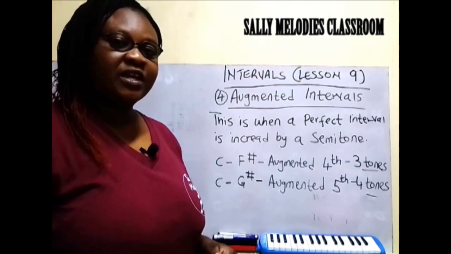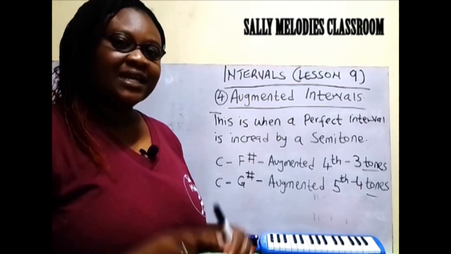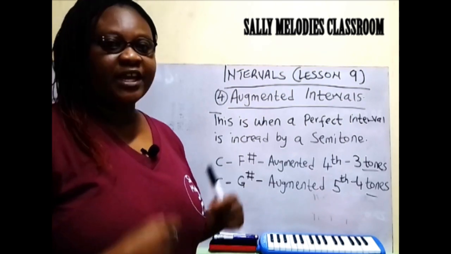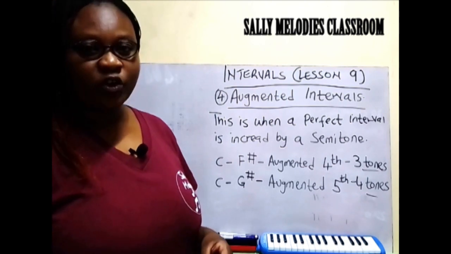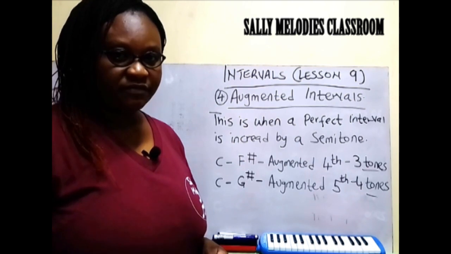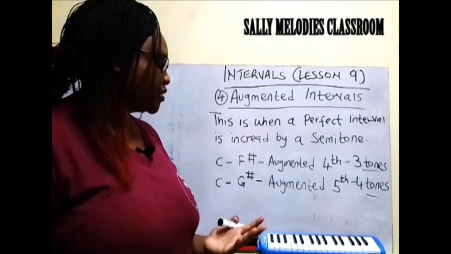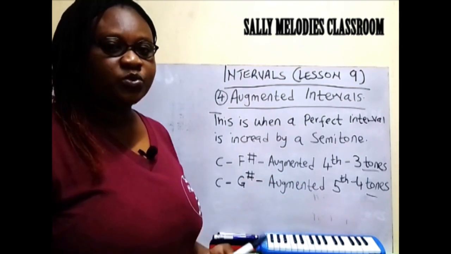We had perfect intervals and we said perfect intervals are unison, fourth, fifth, and octave. Perfect unison, perfect fourth, perfect fifth, and perfect octave. Down here, I have only given 2 examples. If you get these 2 examples, the rest of the examples will be fine.